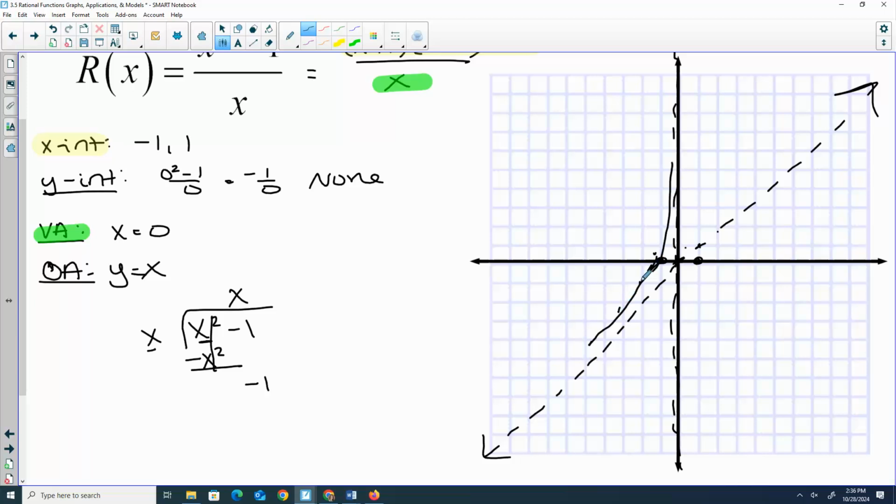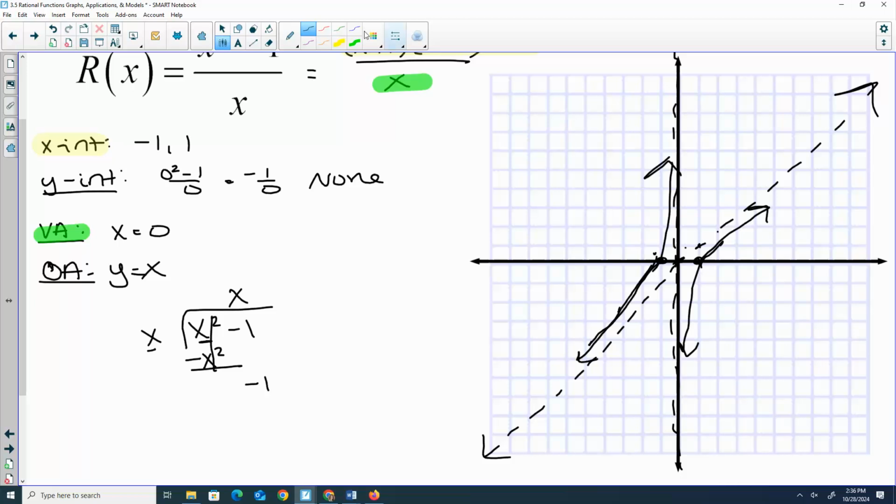Oh, that's kind of hard to draw. So it looks something like this. Over here, getting closer to my vertical, closer to my oblique. Try to keep them curved as much as possible. I know it's hard, especially with those oblique asymptotes, it's a little harder to curve them. It should be clear that your graph is getting closer to the asymptotes.